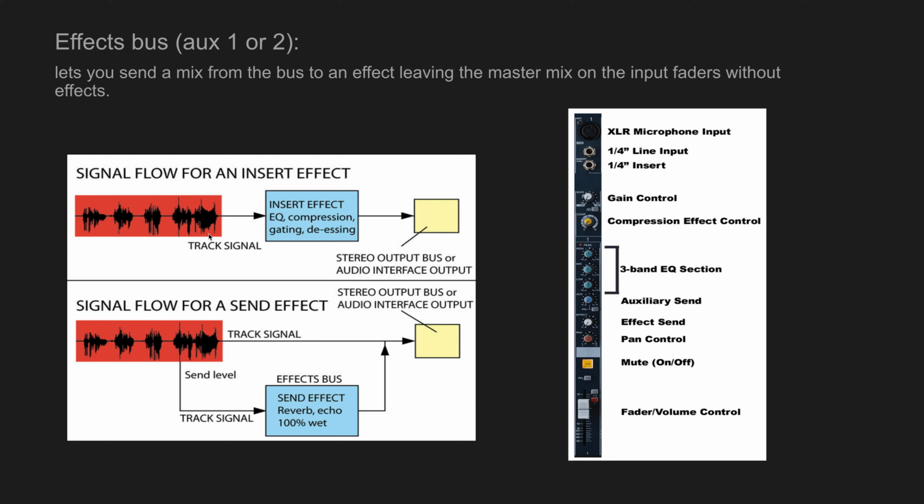So, signal flow for this insert effect: track signal, then it goes to the insert effect, then it goes to a stereo bus or audio interface output. For a send effect, what it does is it takes your signal and it goes to the effects bus. Then it comes back up to the signal before it hits the stereo output or audio interface output. So it's in the actual signal, and this one up here is separate.